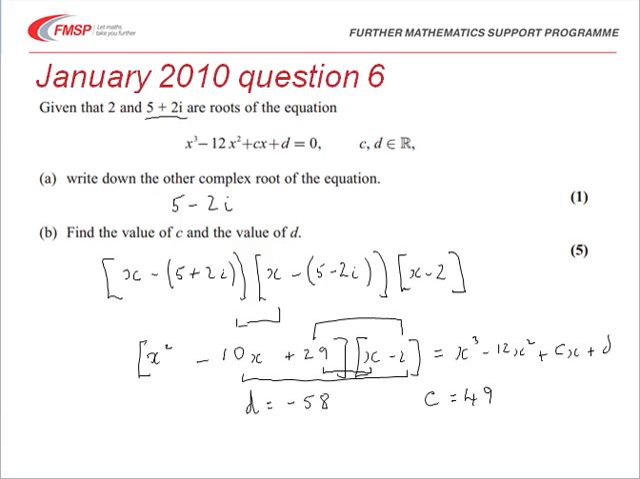The mark allocation for these two parts of the question, well, there's a single B mark, in other words no method needed there for the second root, or the third root rather. There's then a method mark for multiplying out the factors to get to this quadratic, A1, and then a method mark for comparing the left hand side and the right hand side of this equation. Finally, two A marks for the values of c and d. A total in that part of the question of 5 marks.